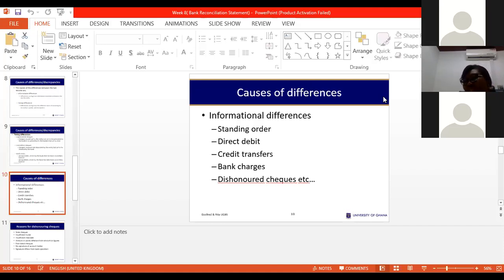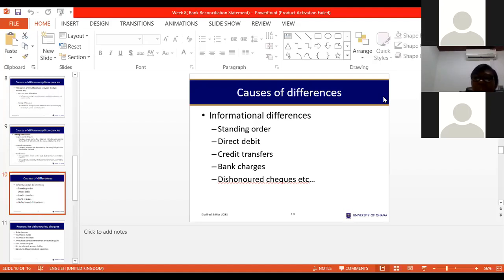Again, we have bank charges. These are charges by the bank for the service they have rendered. You don't know the amount, though you know it at the end of every month, and it is only when you pick your bank statement that you know the amount. The last one is dishonored checks.